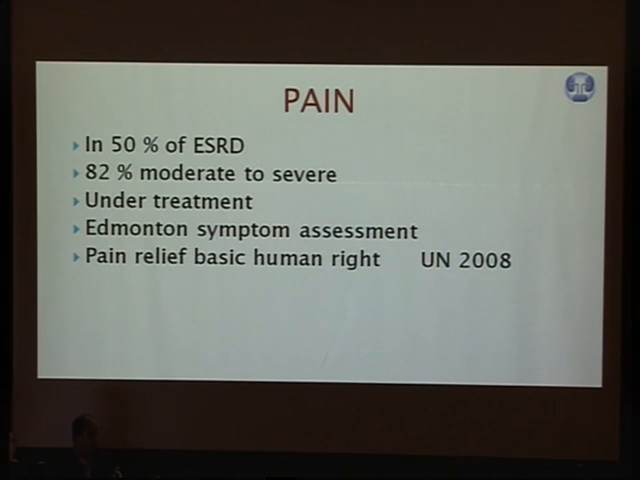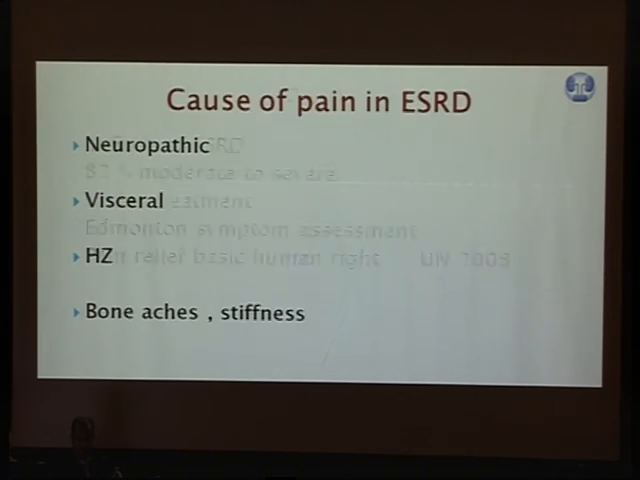As you know, pain is very common. More than 50% of patients with end-stage renal disease suffer from persistent pain. The point is, in more than 80% of those patients, when you scale it, it is moderate to severe pain, which is significant, and most of it is undertreated. So we have to use scales to assess the severity and the frequency of the pain, like the symptom assessment monitoring. And as you know, through United Nations law, pain relief is a basic human right.